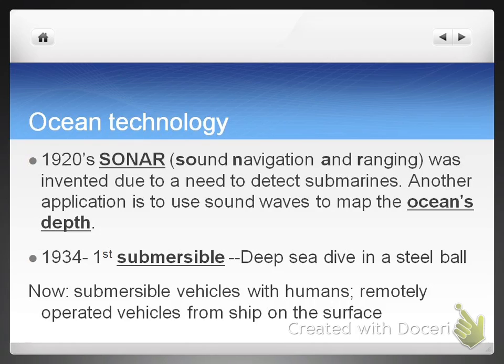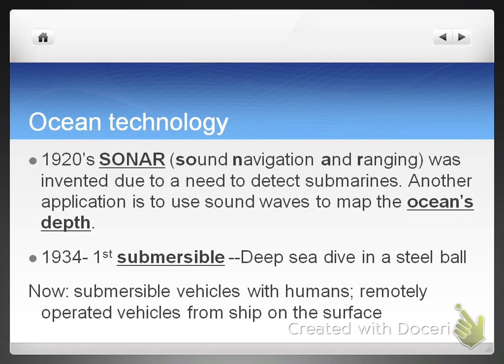I'm sorry, I'm saying that wrong. Sonar was invented so submarines could travel deep in the ocean, and we needed to be able to detect those submarines because the Germans were shooting and torpedoing from their submarines. They were torpedoing our ships during World War I and the early 1920s.